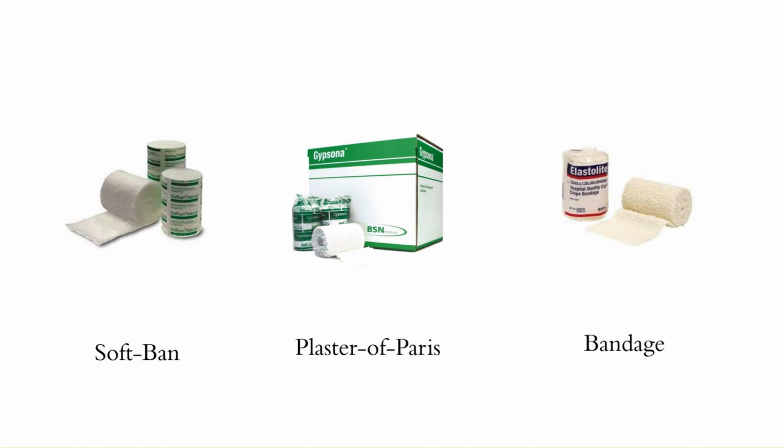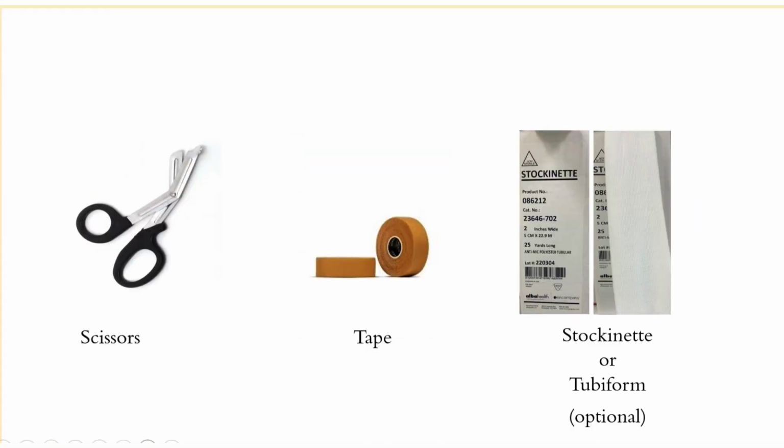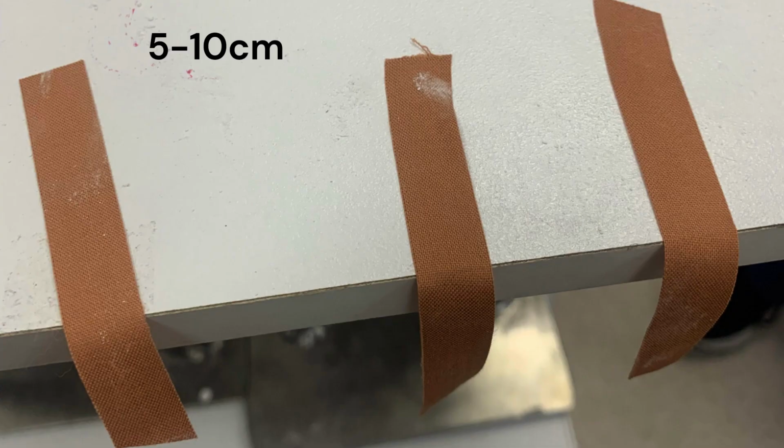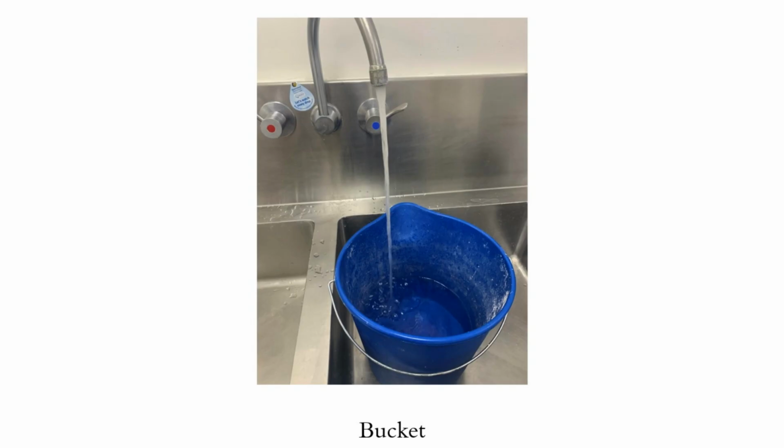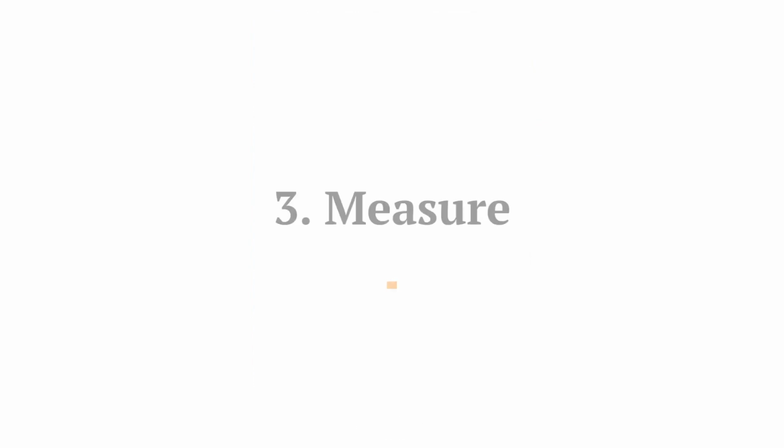When gathering the material for your cast, you will need the 3 layers, including the soft band, Plaster of Paris, and bandage. You will also need scissors, tape, and an optional stockinette or tubigrip. At this point, I usually cut the tape into 3 segments of 5 to 10 centimeters, and of course, fill a bucket full of room temperature water.